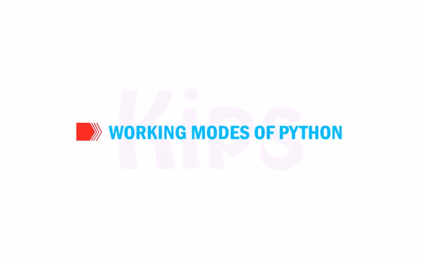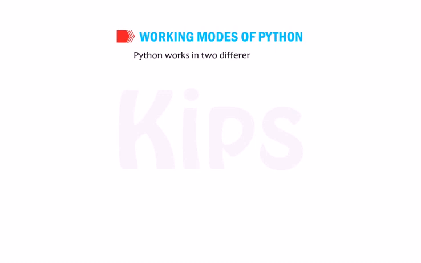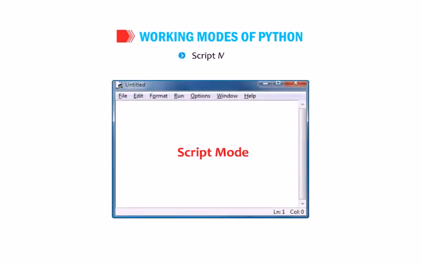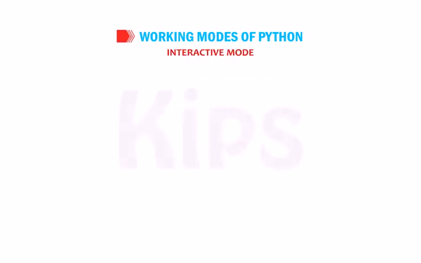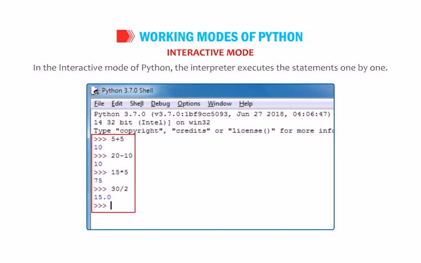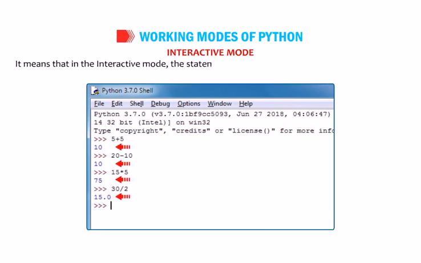Students, now let's talk about working modes of Python. Python works in two different modes: interactive mode, script mode. Interactive mode. In the interactive mode of Python, the interpreter executes the statements one by one. After the first statement is executed successfully, it moves to the next statement. It means that in the interactive mode, the statements are executed line by line, giving the output instantaneously.